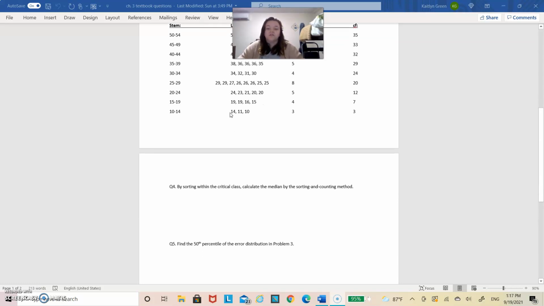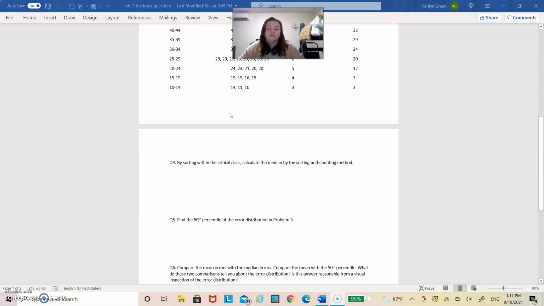Moving on to question 5, it then asks us to find the 50th percentile of the error distribution in problem 3. And the 50th percentile is another form of the median. However, it is just going to be a little bit more accurate, because it's giving us the true median instead of just the median that's displayed in the results. So the critical class, as we know before, because we're having to take back an equation from question 2, the critical class is 25 through 29.